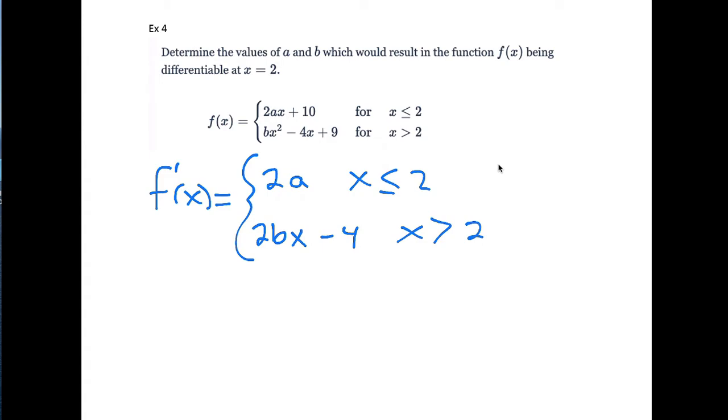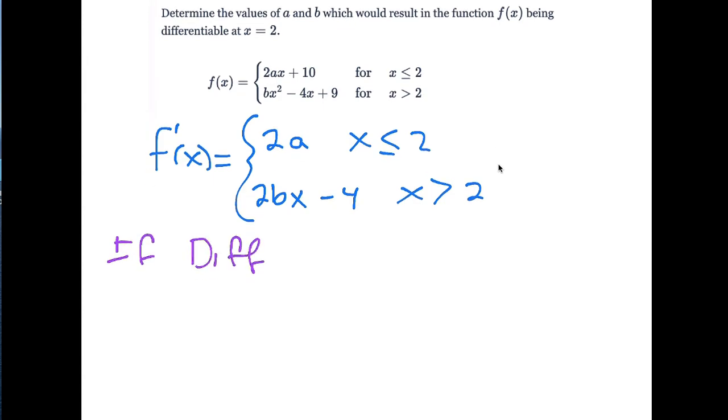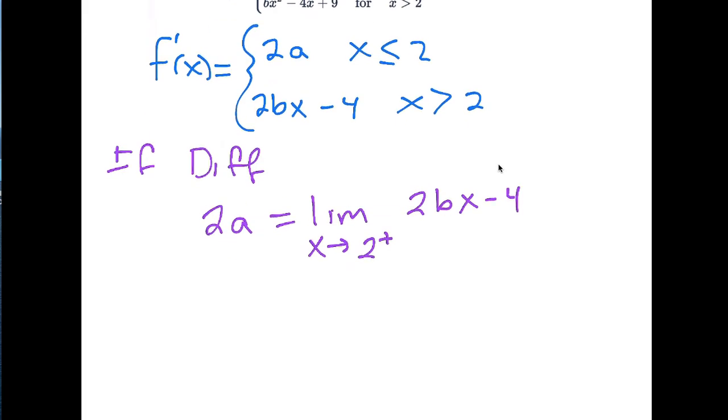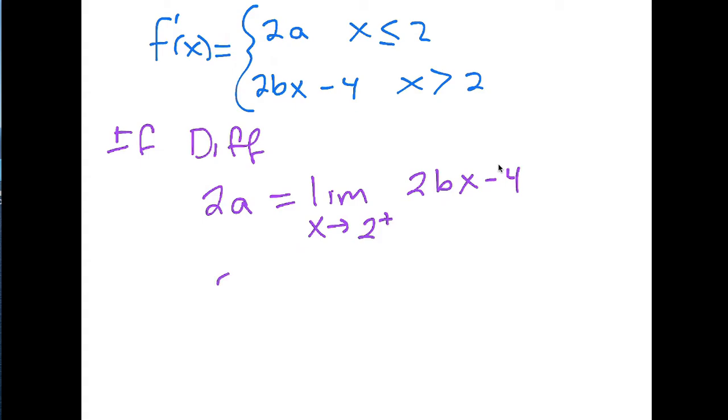So if this function is differentiable, then 2a would have to equal the limit as x goes towards 2 from the right-hand side of 2bx minus 4. Now we'd have to use the limit notation on that, because notice from the right-hand side, x doesn't equal 2, x is just bigger than 2. So we'll just use the limit notation. It doesn't really change our computations after that, because this is simply 2a is equal to 4bx minus 4. So here's one equation that we need.